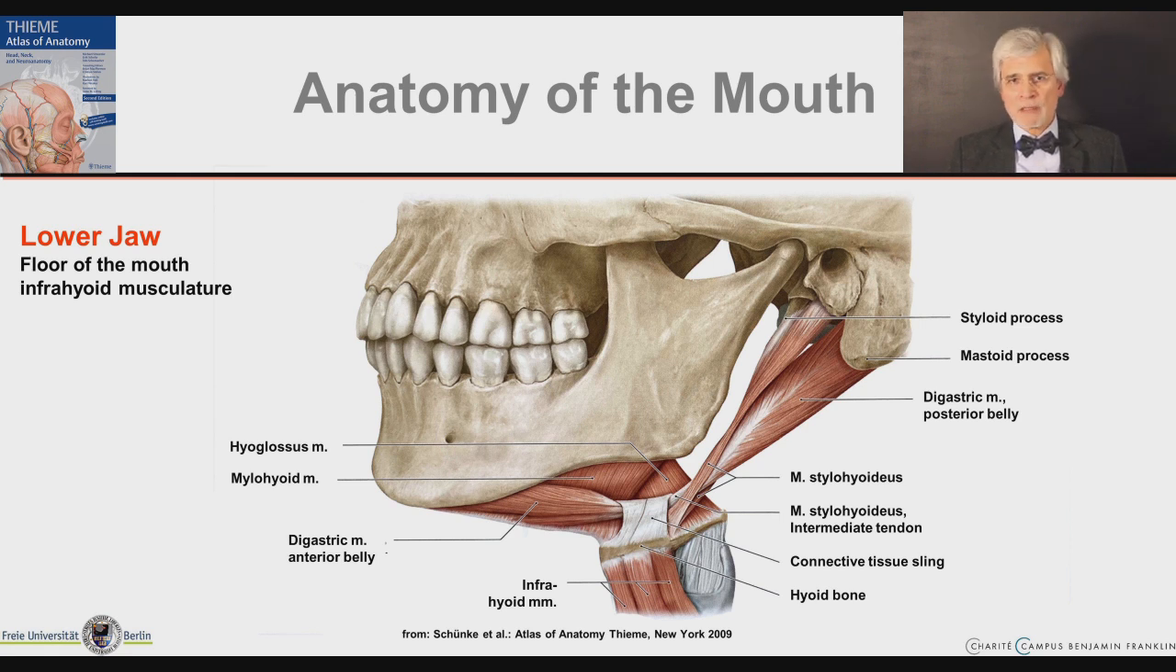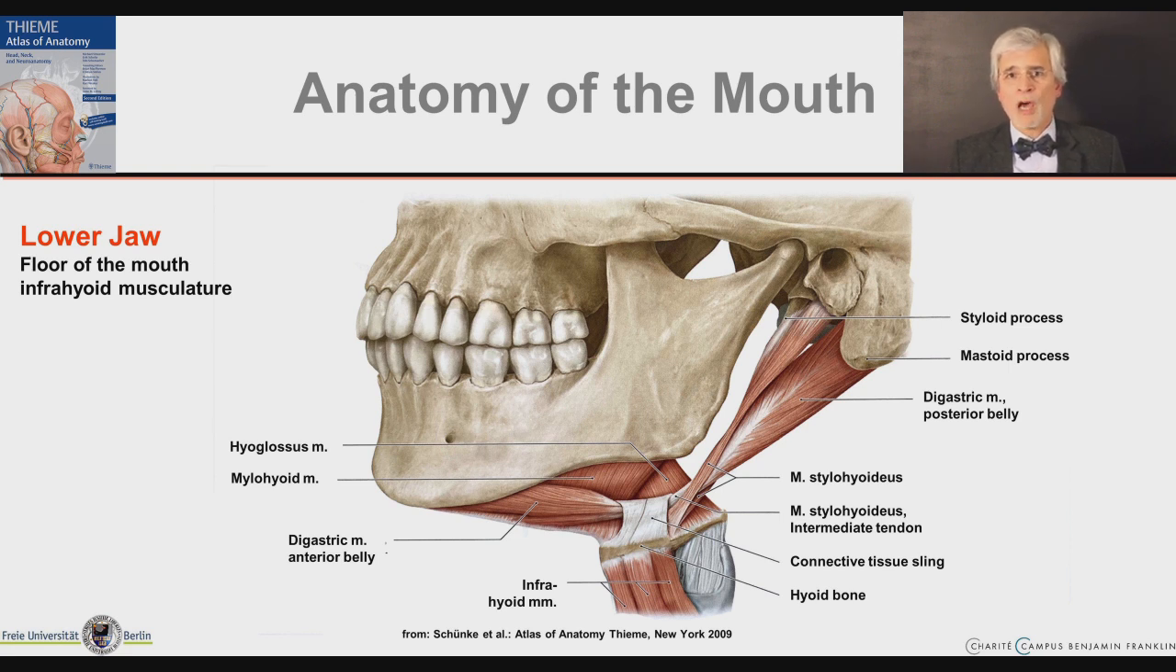And from there, this two-bellied muscle runs with its posterior belly to the mastoid process, more precisely to the mastoid incision of the temporal bone. In front of it lies the stylohyoid muscle, which surrounds the styloid process and pulls toward the hyoid bone.